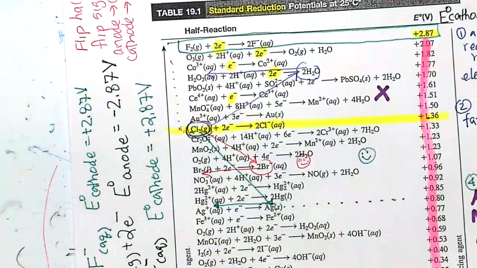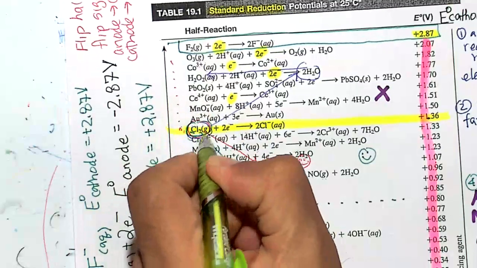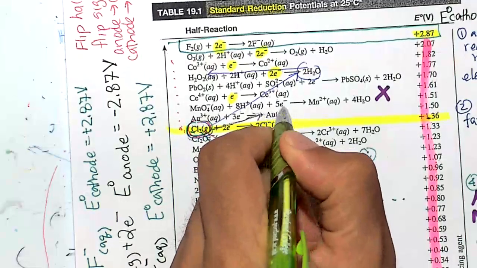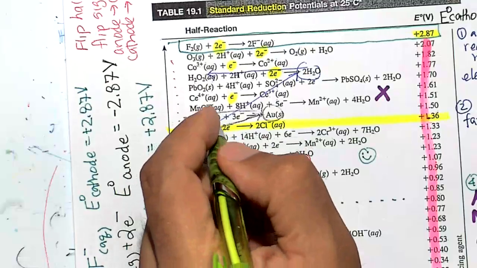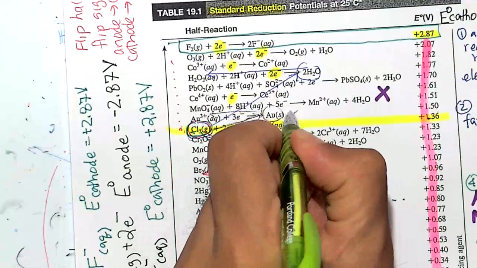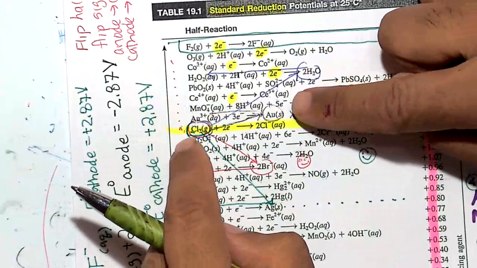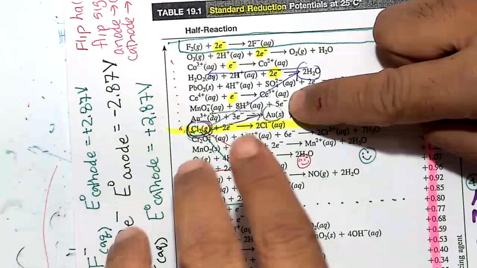So let's review here. Let's do one more actually. Can Cl2 oxidize Au, this is gold, Au to Au plus 3, yes or no? No. Okay, how can this reaction happen? How can you create a battery between Au, gold, and Cl?